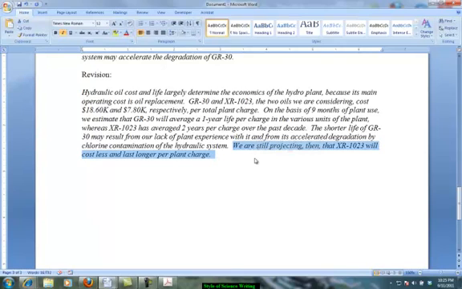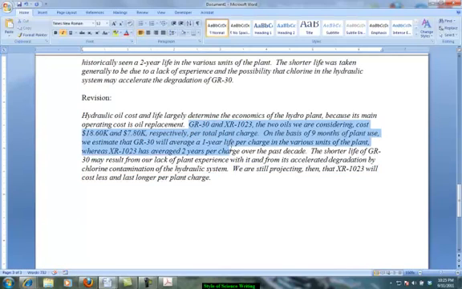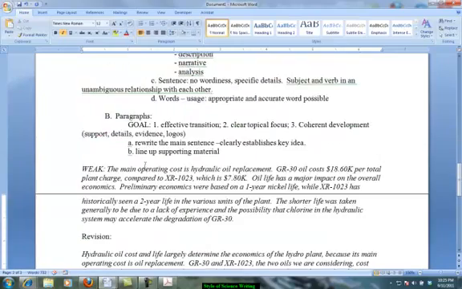This is what the paragraph means, right? We are still projecting this. So the details are made much more explicit, a clear topic sentence that actually makes some kind of argument, and then a nice summary transition sentence there at the end. Okay, so that's the paragraph.